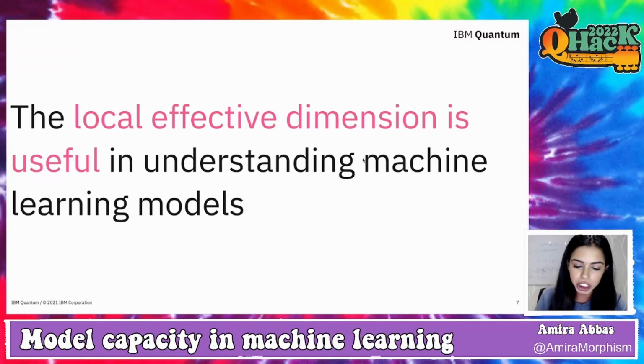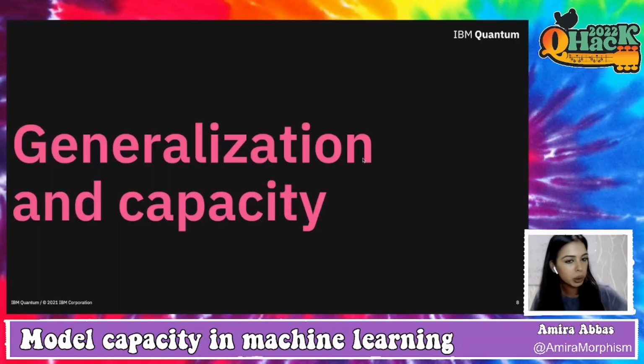And then what it means for quantum machine learning is still open. So we can discuss that after. So just very quickly, what is this relationship now between generalization and capacity?